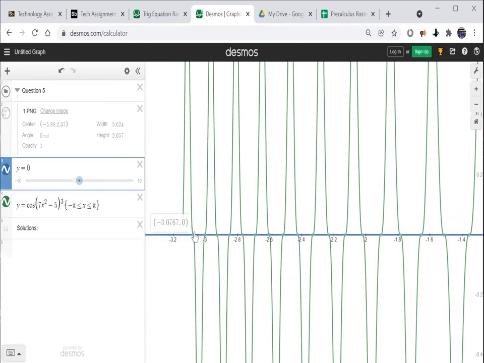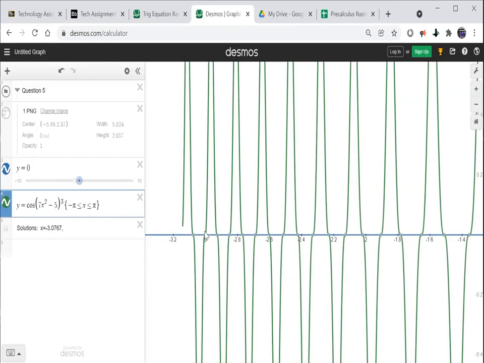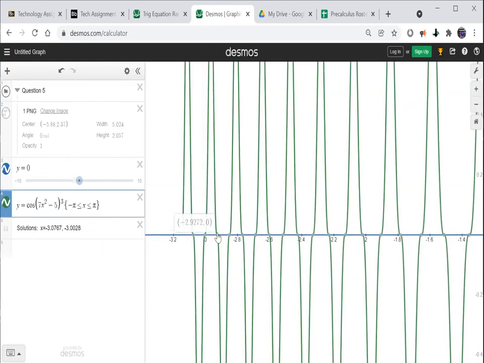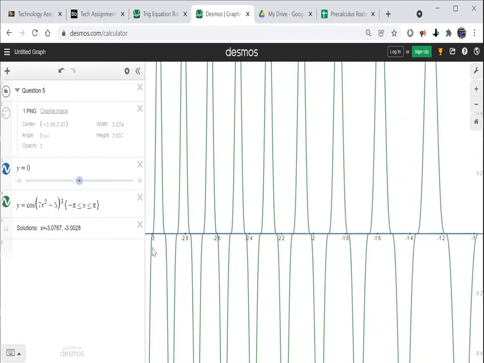Negative 3.0767. So I'd say negative 3.7. So in this case, it's x. So x is equal to negative 3.0767, comma. And then you go for the next one, negative 3.0028. And then you go down the line until you got to the other side.